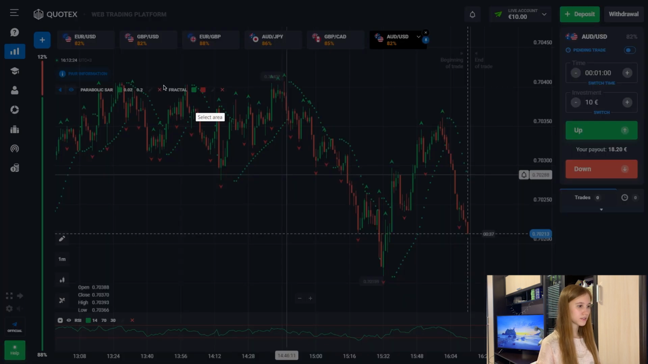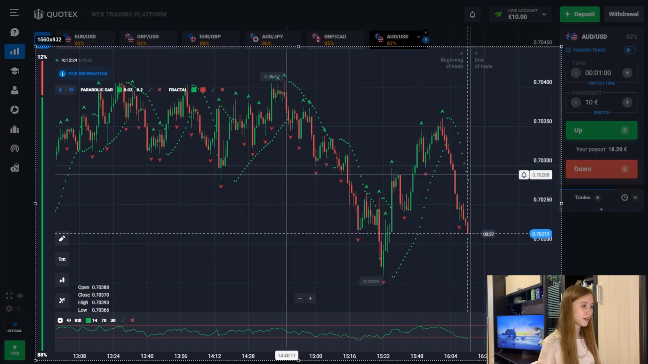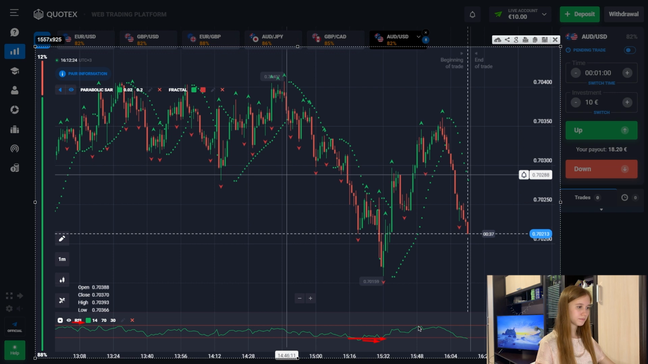The indicators that we need today are RCI, which shows what state the price is in. This is the oversold state and the overbought state. Here our chart is overestimated and needs to be corrected. Here the situation is reversed, the price is underestimated and needs to grow. Let's move on.